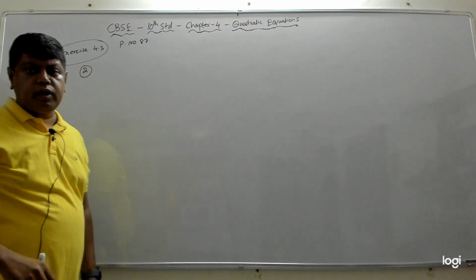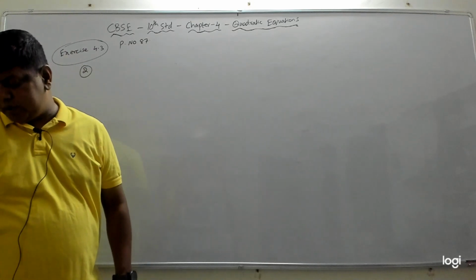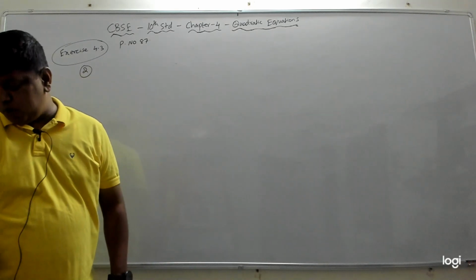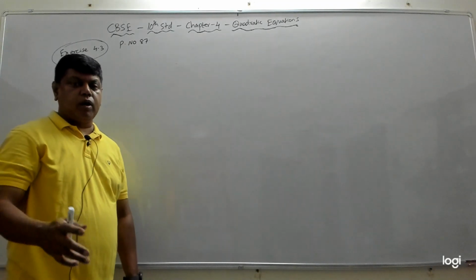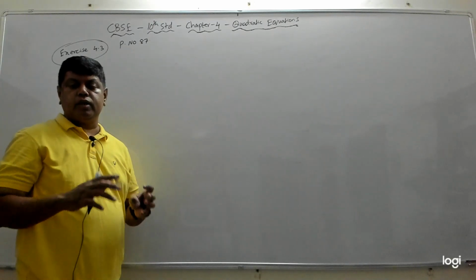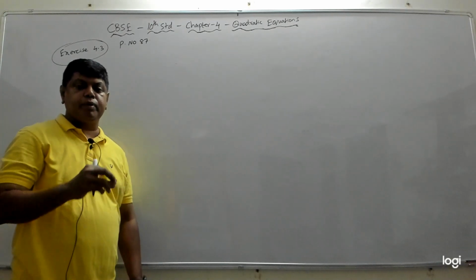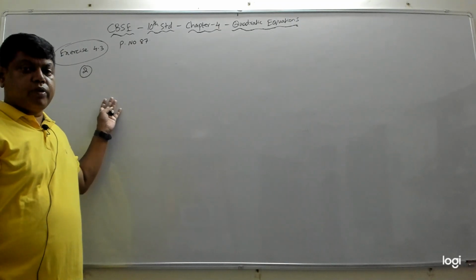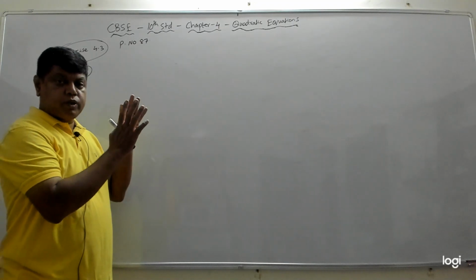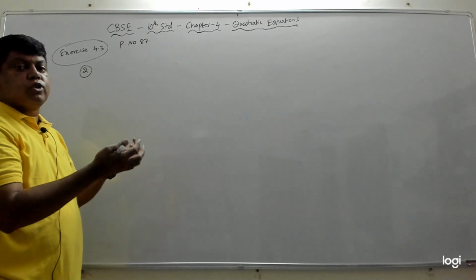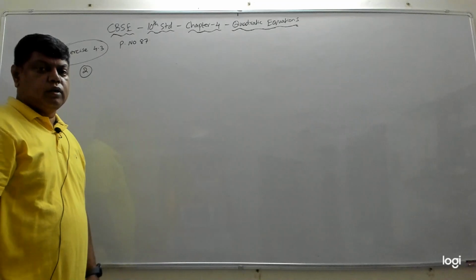Next is 4.3, second problem. It says: find the roots of the quadratic equations given in question 1 above by applying the quadratic formula. Last class we did question 1 by finding the roots using the method of completing the squares. Now the same set of equations in question 1 we have to solve using the quadratic formula.